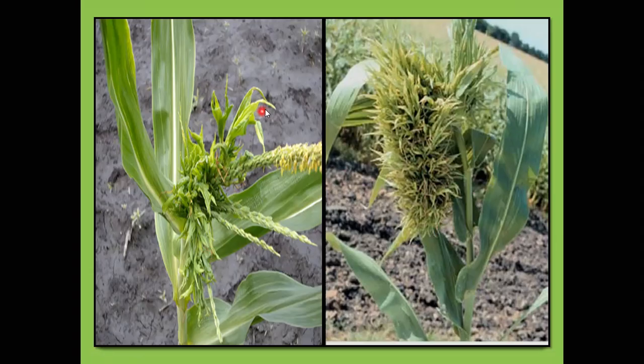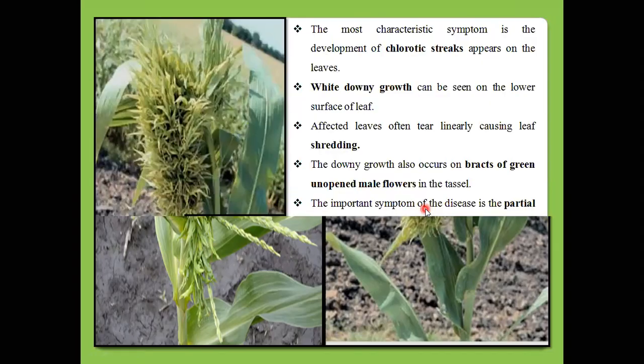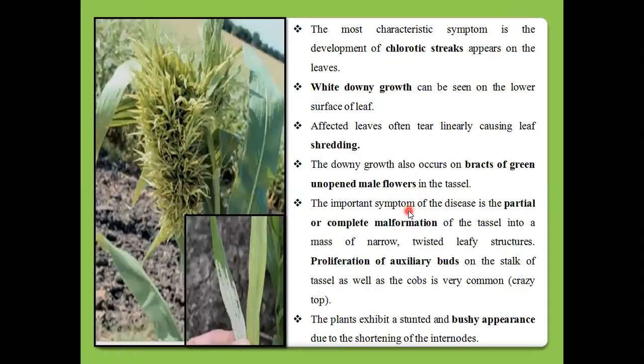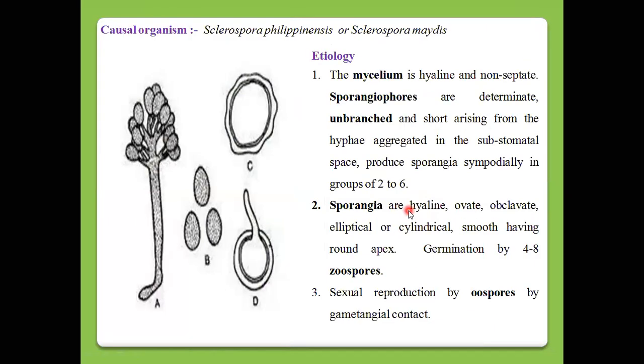Okay, so these are the symptoms seen on male flowers as well as tassels or cob portions. Then the causal organism is Sclerospora philippinensis or Sclerospora maydis. This fungus develops mycelium and reproduces both sexually as well as asexually.